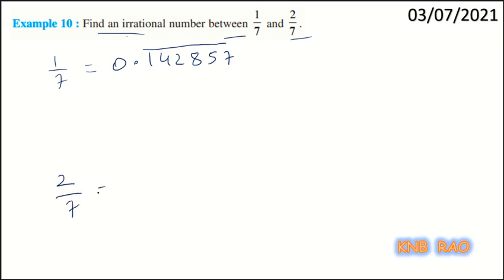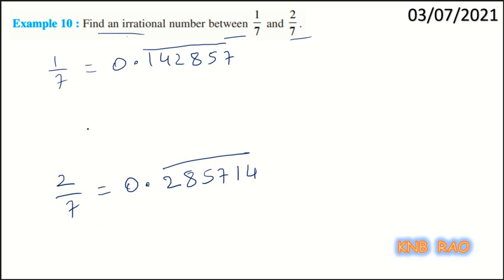What is 2 by 7? You find 2 by 7. When you find 2 by 7, you will get 0.285714 bar. If you observe properly, from here it started 285714. From these same 6 digits, the order of repetition has changed. 2857, then this 14 has come next to 7. So, this is the value of 2 by 7.